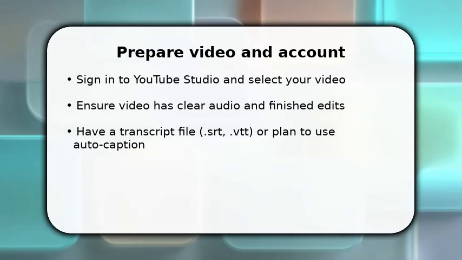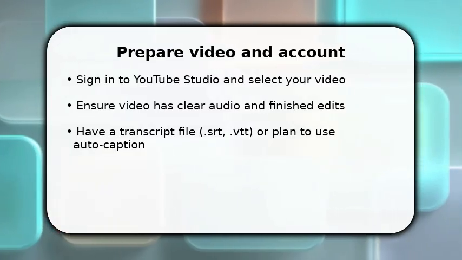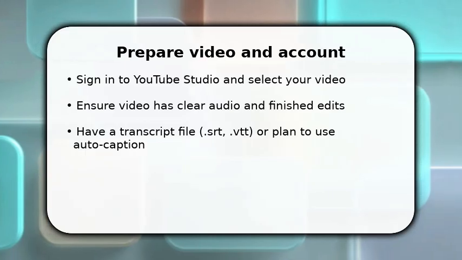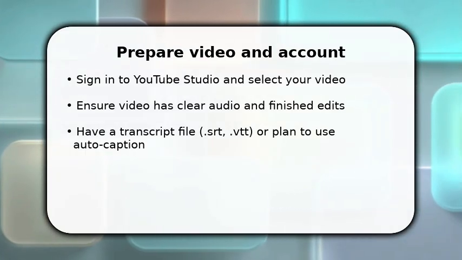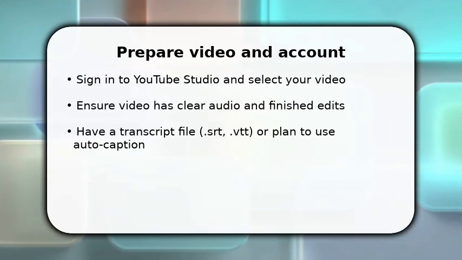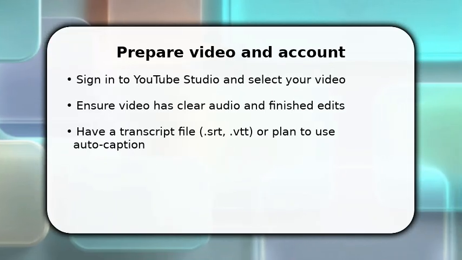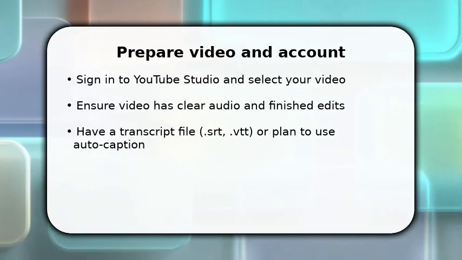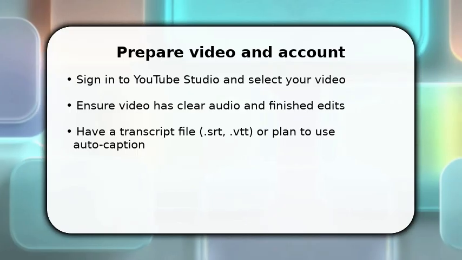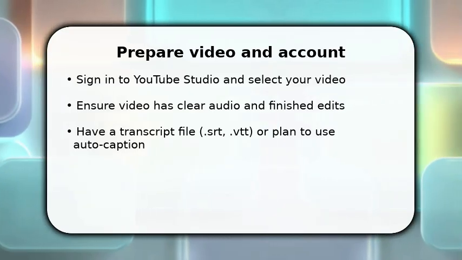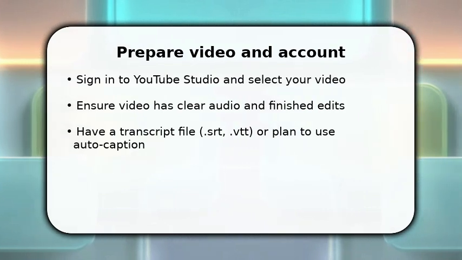You start by opening YouTube Studio and picking the published or draft video you want to caption. Once done, confirm audio clarity and final edits so captions match timing. If you already have a transcript, upload a SRT or VTT file. That saves time. If not, enable YouTube's auto-generated captions to get a first pass. Make sure your account language and video language settings match to improve accuracy. This first step gets you into the caption editor quickly and correctly.